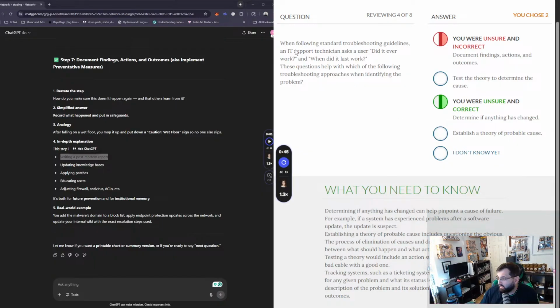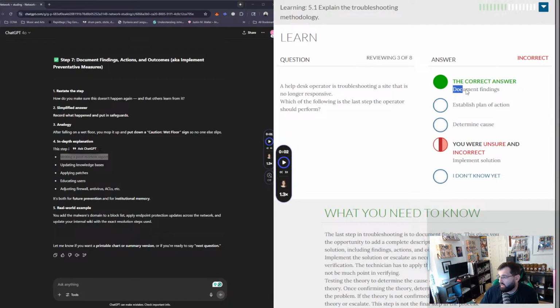Yeah. Okay, so again, what's going on is that the standard troubleshooting method, the guy asked, did it ever work? And when was the last time it worked? He's trying to determine if anything has changed. Documenting findings, actions, and outcomes would be after. This would be following that report that we just did in the last question. Documenting findings.